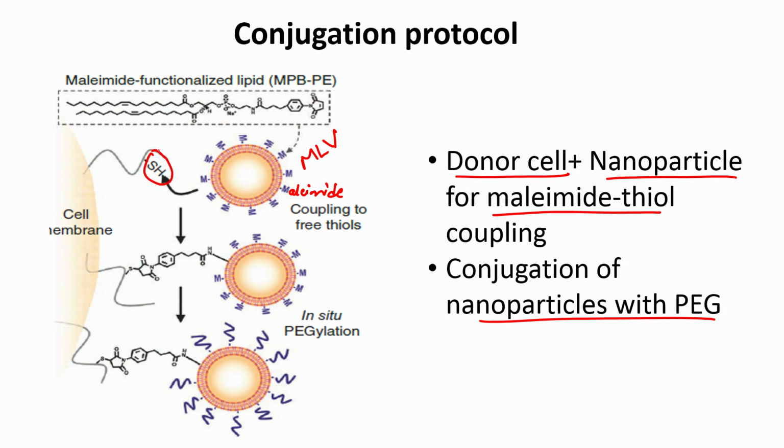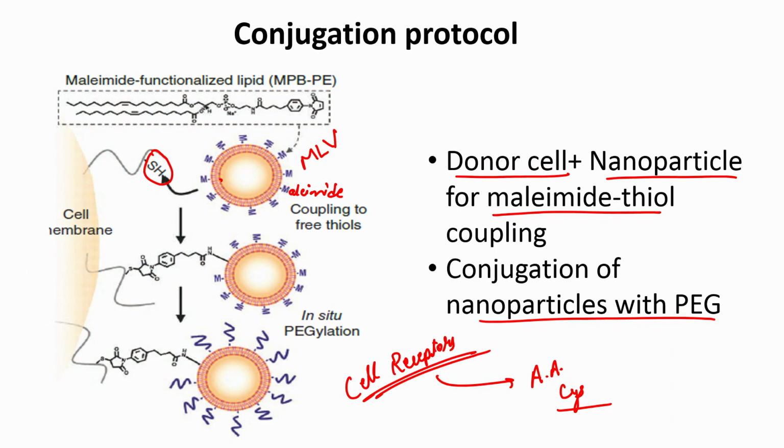The cell surface contains several cell receptors and proteins, and all proteins contain amino acids, and we know that there are amino acids such as cysteine that contain thiol. So, these thiols are available for reaction with this maleimide. This maleimide thiol chemistry is extremely efficient, and it is very compatible at neutral pH.